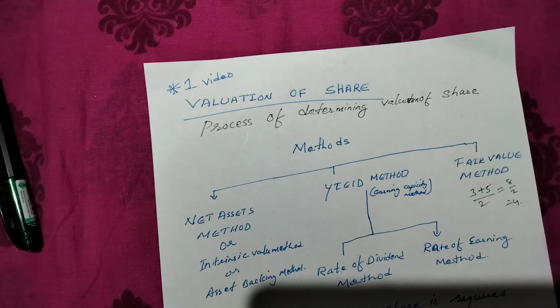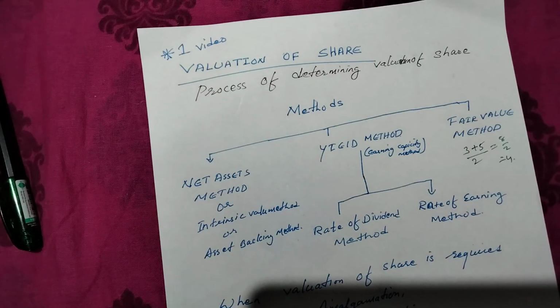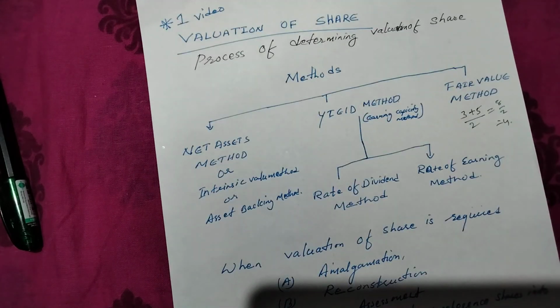Okay. So in the earlier video, we discussed the valuation of shares. What is valuation of shares? It is the process in which we determine the value of a share, or we determine the price of the share, right? We also discussed the methods. There are mainly three types of methods: one is the net asset method, second is the yield method, and third is the fair value method. Okay, now we discussed all these things.